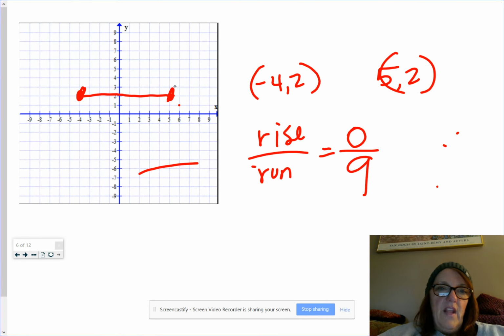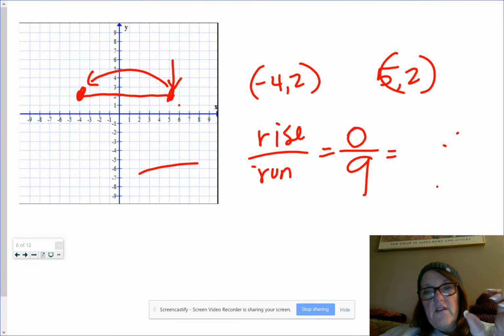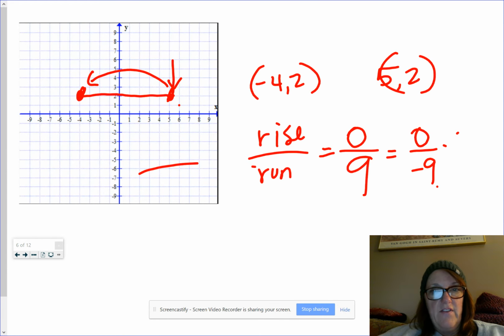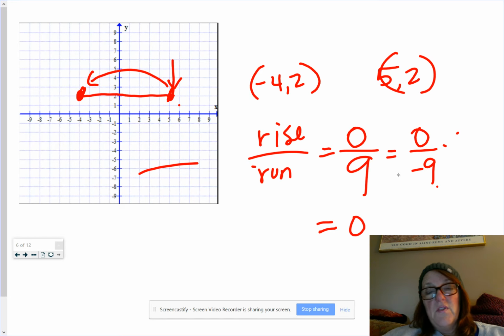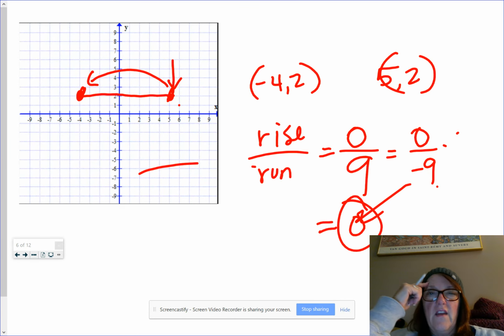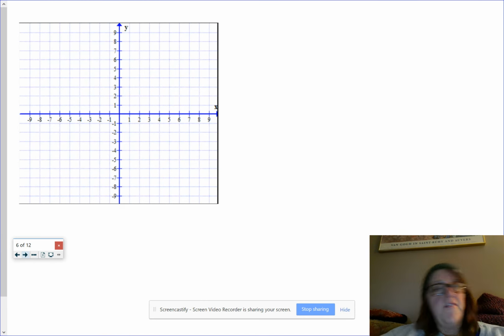Or if you started at this point and then you were going to travel this way to get to that one, your rise is still 0. I didn't change vertically, but you were going to the left this time, so negative 9. Well, what's 0 over 9? That's just 0. What's 0 over negative 9? 0. This slope is 0. Tuck that away as an important one to remember. Anything horizontal, slope is 0.